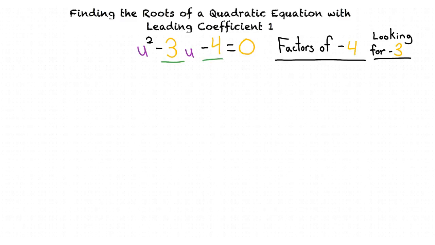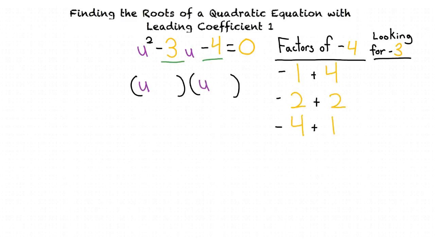Let's list out the factors of negative 4. We have negative 1 and 4, negative 2 and 2, and negative 4 and 1. Once we add the pair of numbers together, we get the results of 3, 0, and negative 3. We see that the pair that gets our needed result of negative 3 is negative 4 and 1. Based on our results, we can factor out our quadratic to u minus 4 times u plus 1.